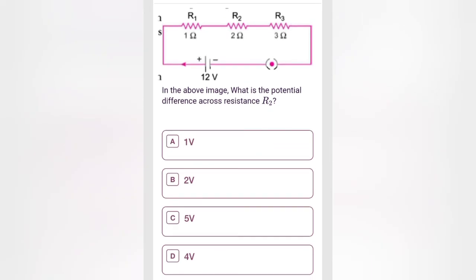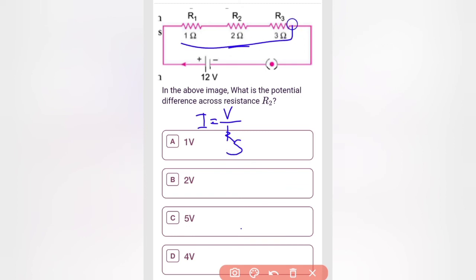Here, three resistances 1 ohm, 2 ohm, 3 ohm are connected to a 12 volt battery. What is the potential difference across the resistance R2? First of all we need to find the current. What will be the current? I is equal to V divided by RS. You have to take the total resistance for finding out the current. So this is equal to 12 divided by 1 plus 2 plus 3, it's going to be 6.